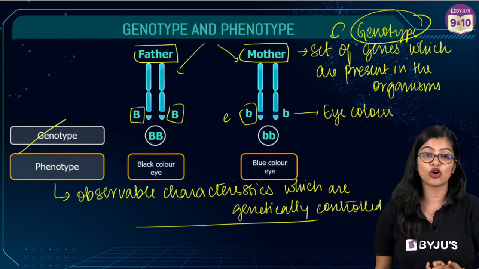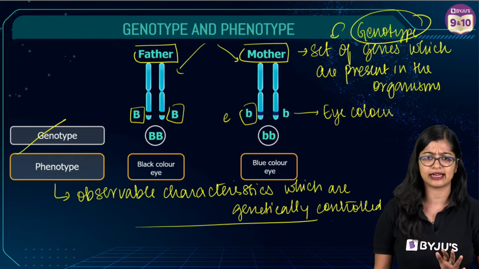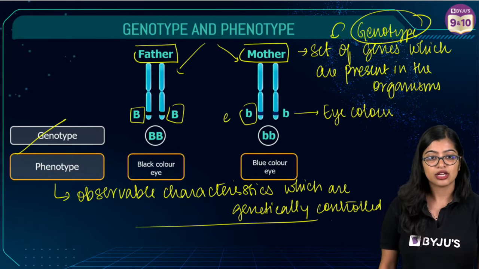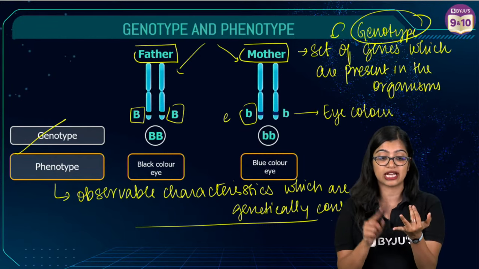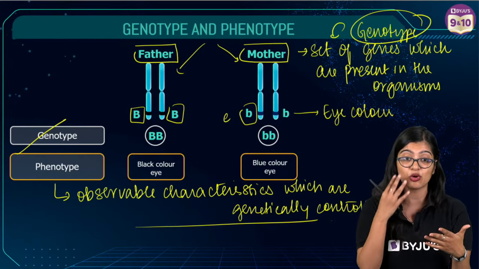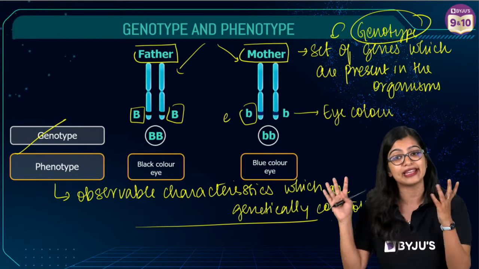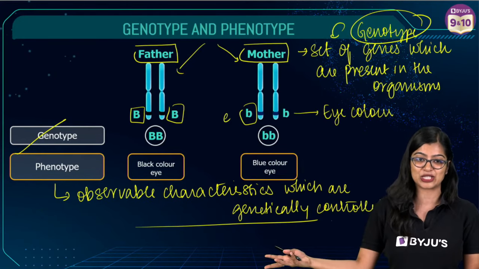Ma'am, is genotype more important than phenotype? Nothing like that. Both genotype and phenotype are necessary. So are we clear with this? See, these are your basics. The rest of it will come like this, because terms like genotype, phenotype, allele, gene, I'll keep using over and over repetitively, right? So I need you to have an understanding of this so that the rest of the chapter and the rest of the class becomes easy for all of us.